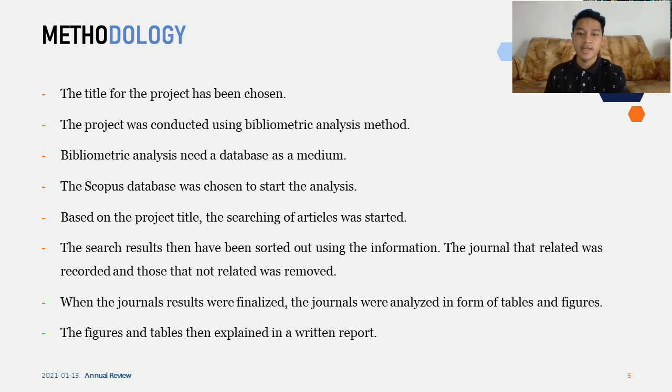The results then have been sorted out using the information. Next, the journals that are related were recorded and those that are not related were removed. When the journals' results were finalized, the journals were analyzed in the form of tables and figures. Lastly, the figures and tables were then explained in a written report.